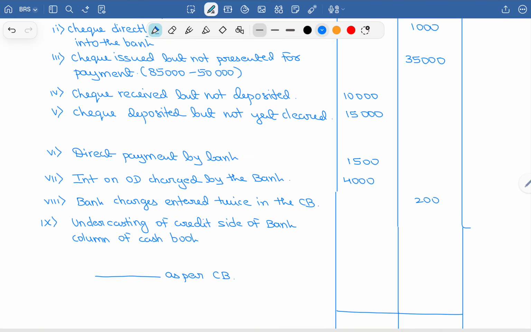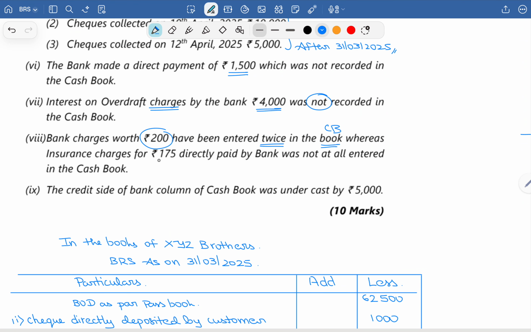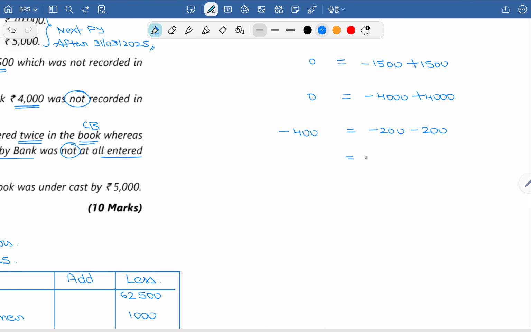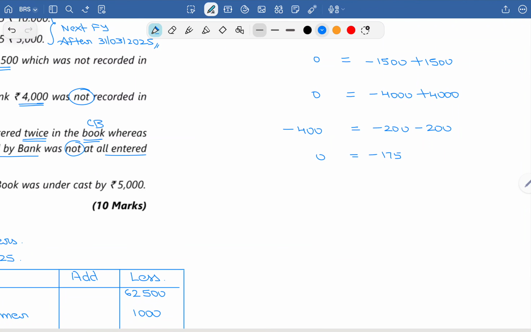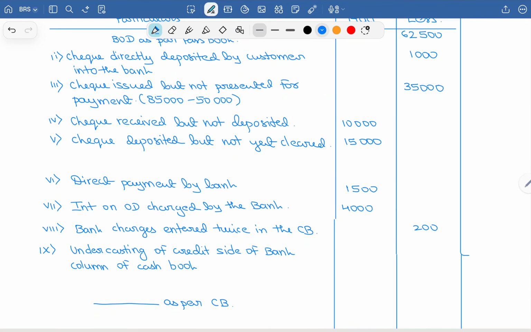Next, adjustment number 8. In that one more point is there. Insurance charges of 175 directly paid by the bank was not at all entered in the cash book. So in the passbook there is a decrease of minus 175. In the cash book there is no effect. So for making them equal, I have to add back how much? 175 here. Okay, I have not written the point here, I will write it here. Insurance directly paid by bank. So add column 175.